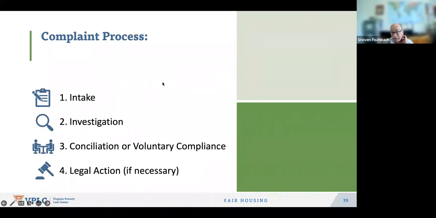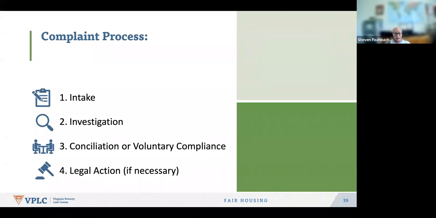So the complaint process itself will consist of these 4 basic steps. Intake, which is the receipt of the complaint and the determination that the agency, whether it be HUD or DPOR, has jurisdiction to hear the complaint, and that it makes out a complaint. So in other words, it's important to make sure that whatever is put in the complaint would be a policy or practice that would clearly be covered by the Fair Housing Act.